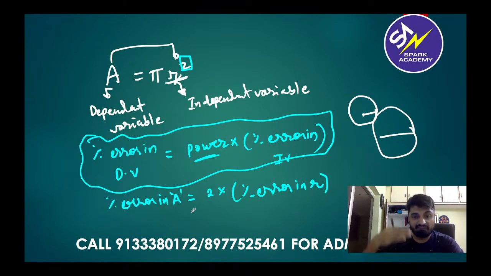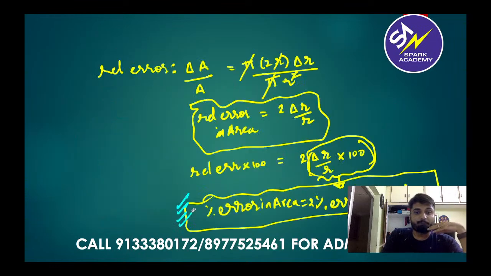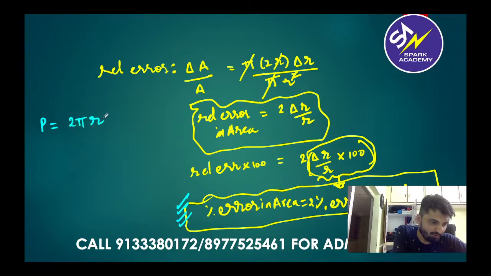Now we will proceed further. What about the perimeter of a triangle? I mean, the perimeter of a circle. What is the perimeter of a circle? Perimeter is 2 pi r, right? Great.